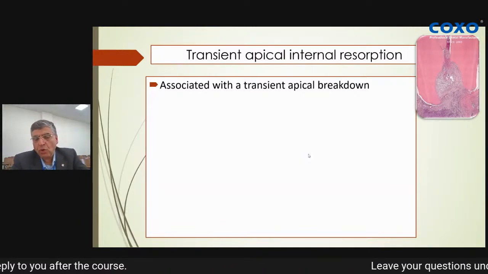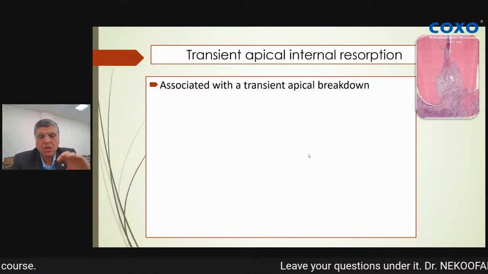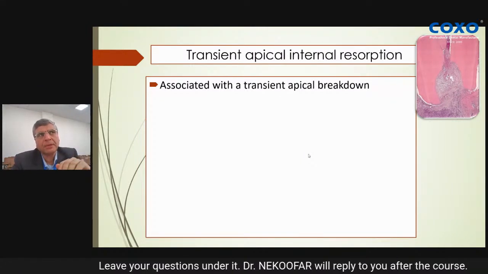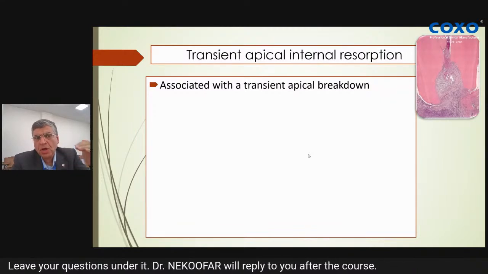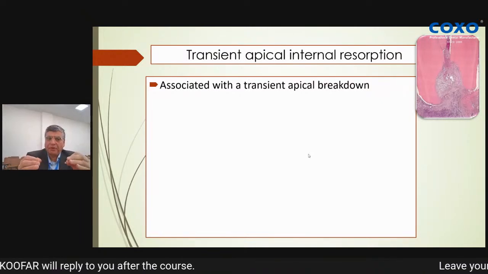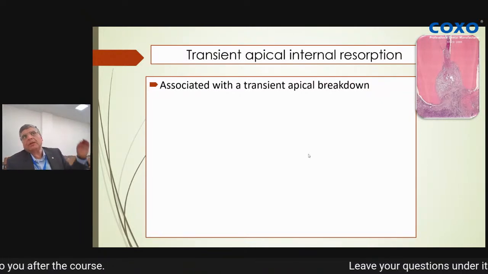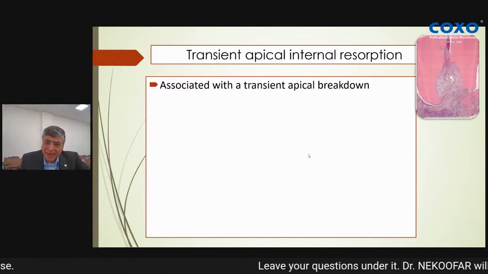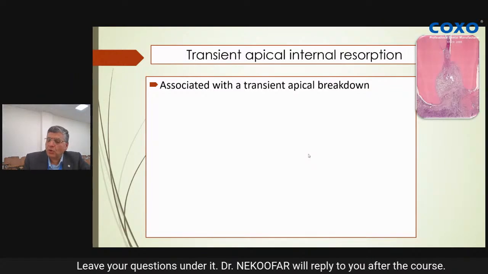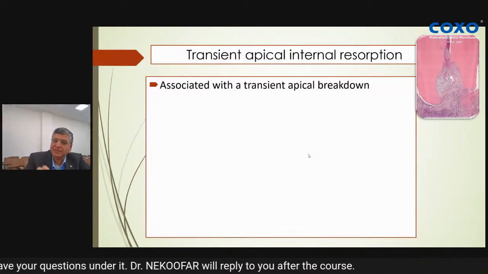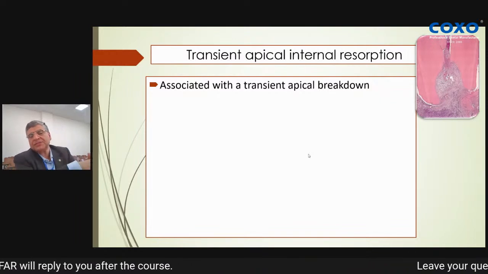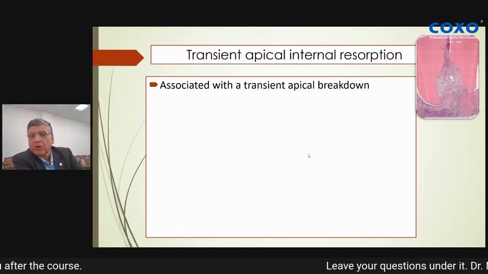Okay, let's have a look at the transient apical internal resorption, which is associated with a transient apical breakdown, which happens when we have a movement, or it happens when we have just trauma, such as, for example, a concussion. So that can also create a transient apical breakdown. And again, we need to be very careful, because when we have a transient apical breakdown, we may have no response from the electrical pulp tester or no response from the sensibility test, which we need to be very careful about.